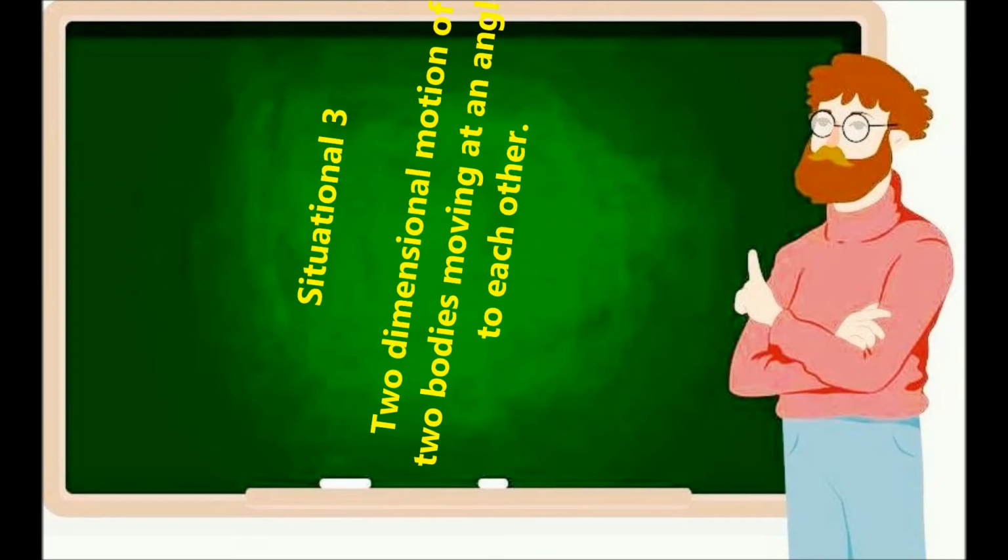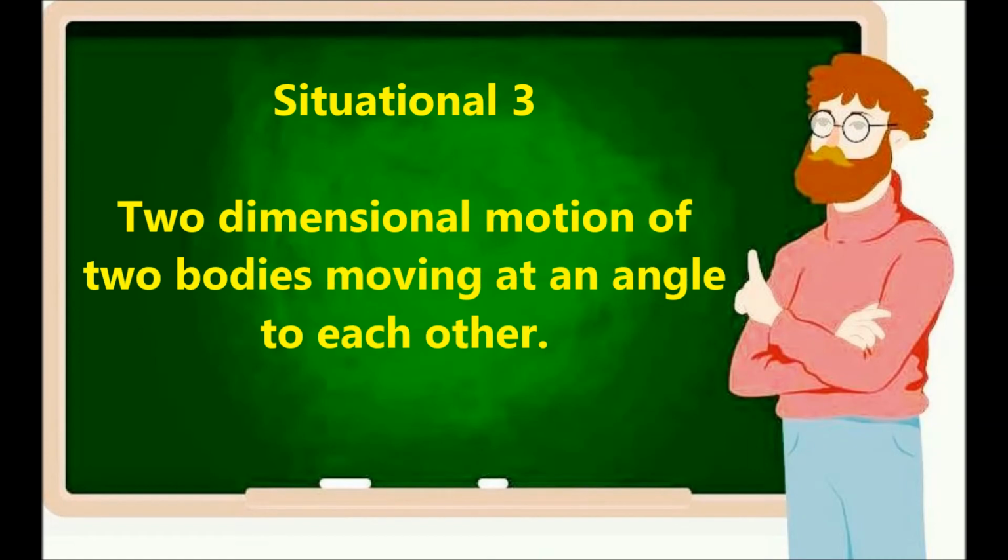Now we have situation 3. Even two-dimensional motion of two bodies is possible, isn't it? You are going in a certain direction, and another body is not going exactly opposite or in the same direction as you. It is going at an angle to you. For example, there is a river flowing and you are crossing. The river is flowing in one direction and you are crossing. It's almost like two perpendicular directions. They are at an angle.